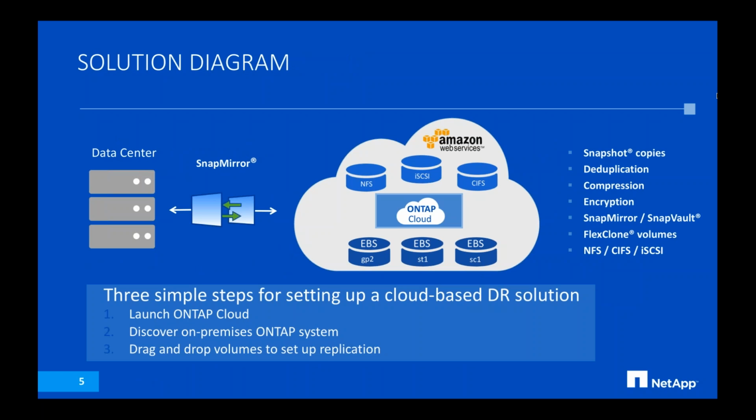What this looks like from a solution perspective, here's a quick diagram. I like this in its simplicity, but it also gets the point across. In the middle, we have our OnTap Cloud system. This is just an Amazon machine image in this example, where we're leveraging Amazon's compute resources, but we're also leveraging any flavor of the underlying storage they offer from EBS, or Elastic Block Storage.